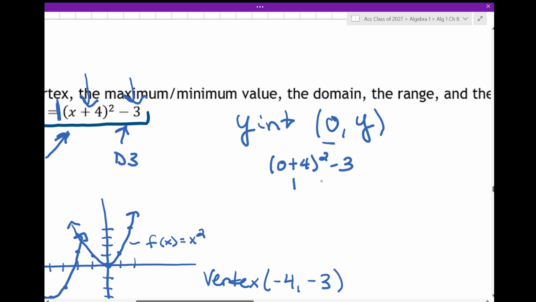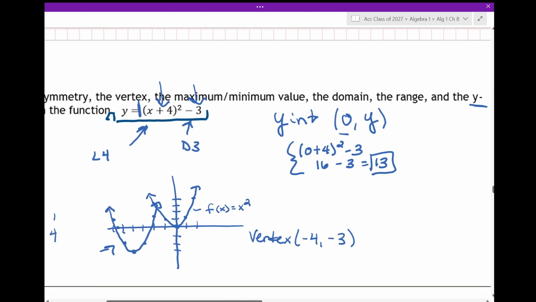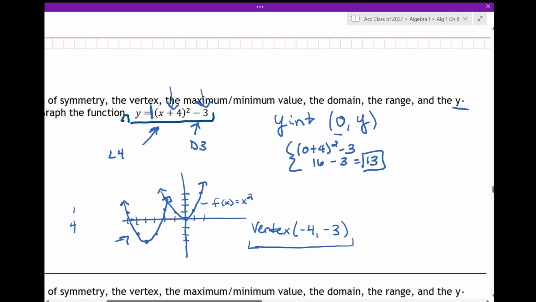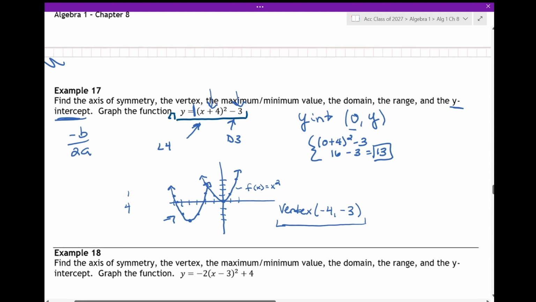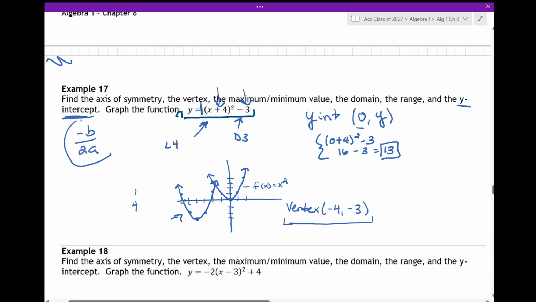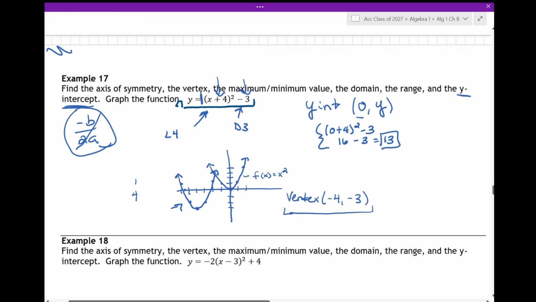That gives me 16 minus 3, which is 13. So my y-intercept is 13. There's a little bit of extra work that you have to do there, but I'd argue that this vertex form is a whole lot easier because you can get your vertex so easily, and then you can use transformations, whereas you don't have to do the whole -b over 2a, right? That was for standard form, not for this one. All right, let's look at number 18.